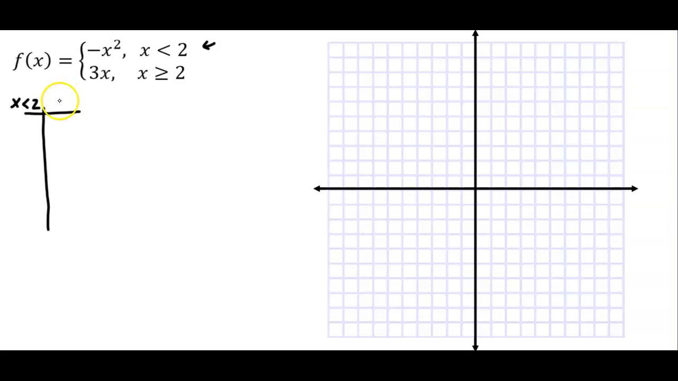And then when we do that, we're going to use the negative x squared, or the opposite, I should say, of x squared. So think of numbers less than 2. Let's see. We'll put in -2, and -1, and 0, and 1. And we have to put in 2. We have to do that because that's the stopping point.